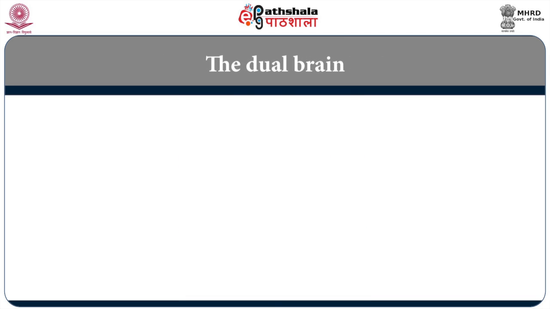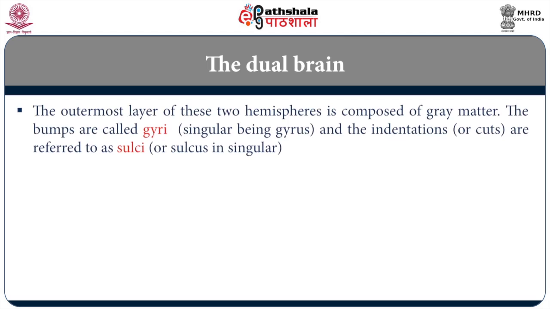The outermost layer of the two hemispheres is composed of grey matter. The bumpy things are called gyri, in singular, gyrus. And the indentations or cuts are called sulci, or sulcus. When I taught this course, we showed the actual brain in a dish, where you can see the gyri and sulci. They are very important because they mark the boundaries of different lobes. There are 4 lobes in each hemisphere. Using these gyri and sulci, we say that the frontal lobe stops here, and then the parietal lobe, the temporal lobe, the occipital lobe.